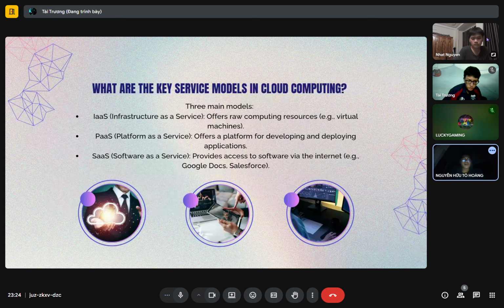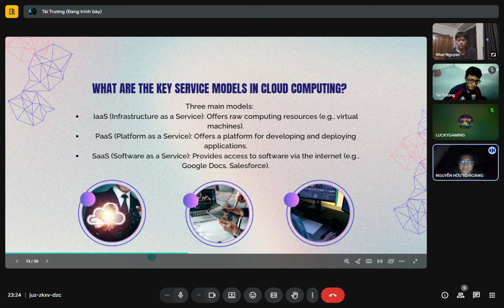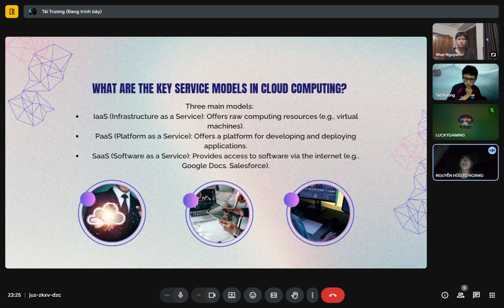So, what are the key service models in cloud computing? There are three main models. The first is IaaS, infrastructure as a service. It offers raw computing resources, for example virtual machines. The second is PaaS, platform as a service. It offers a platform for developing and deploying applications.